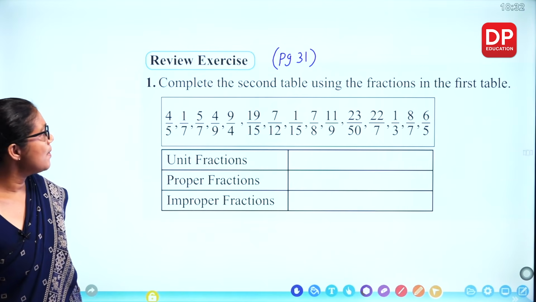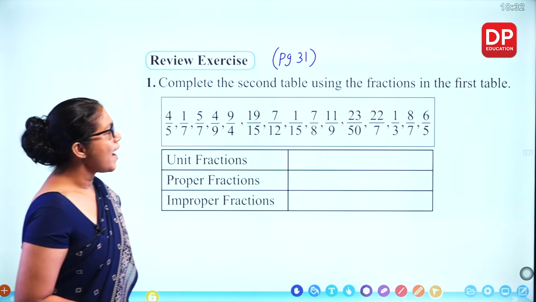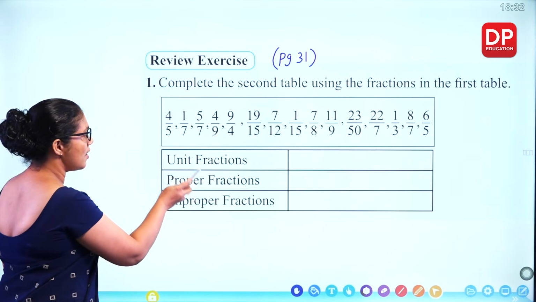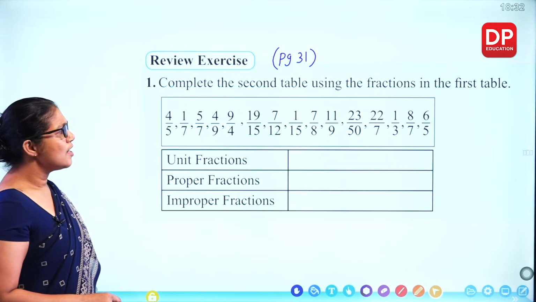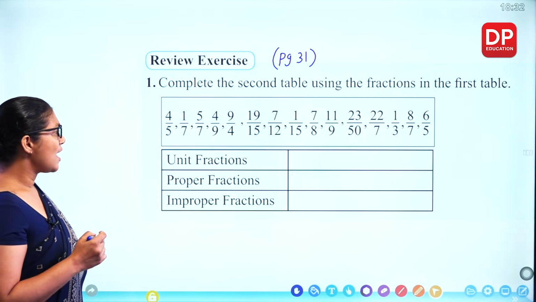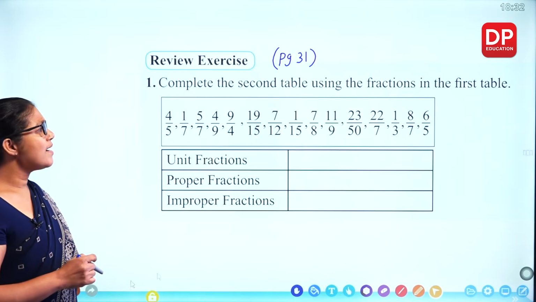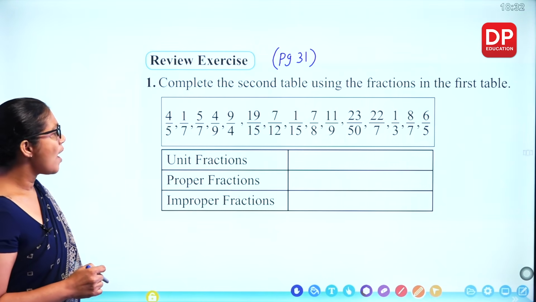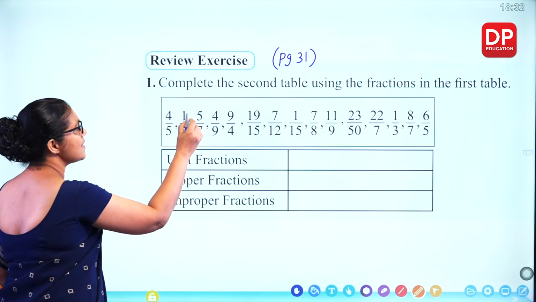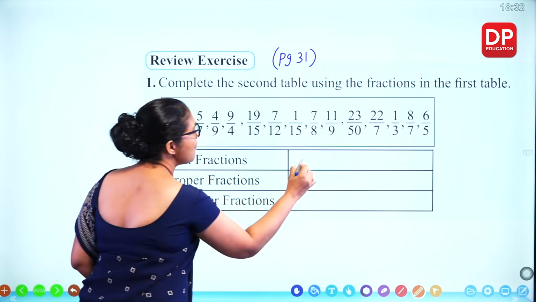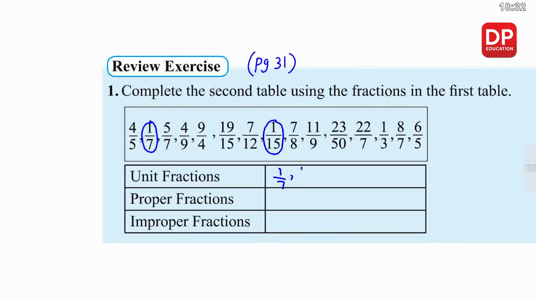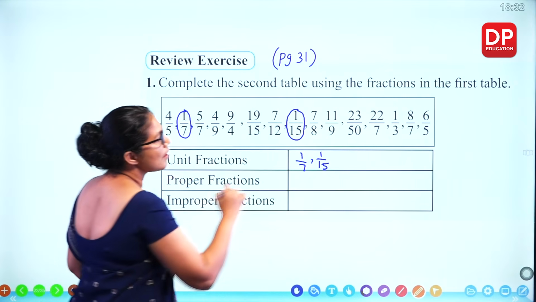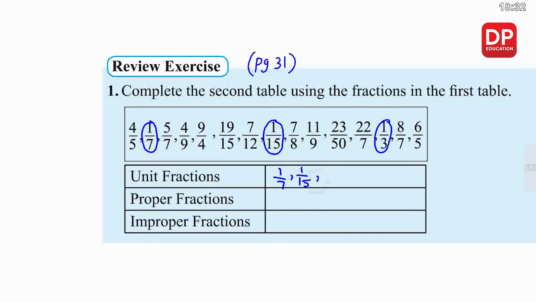You are given a table with different fractions and you are asked to write down which are unit fractions, proper fractions and improper fractions. Can you remember what unit fractions are? When you get 1 as the numerator. So identify 1 as the numerator. I can see 1 over 7. What else? I can see here 1 over 15, 1 over 3. So these are unit fractions.